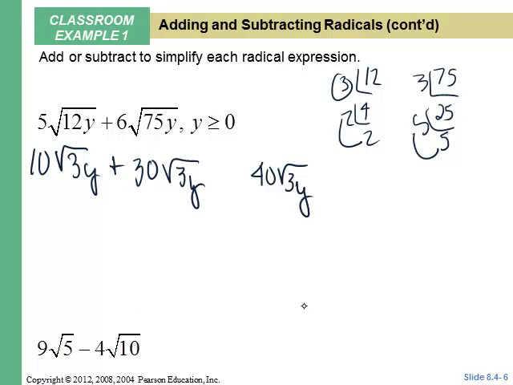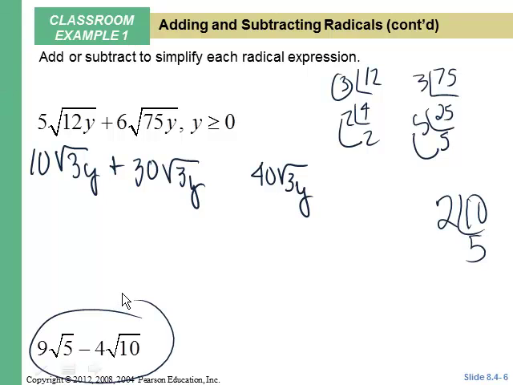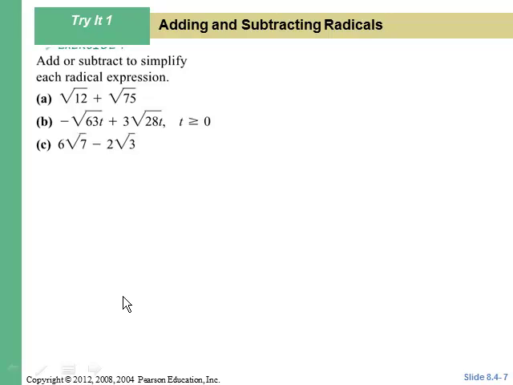Down here, you might think you'd be able to do something with that, but you can't because 10 is 2 times 5, which doesn't have any square roots in it. So this is as simplified as it gets. When you're ready, I'll show you how I did these.